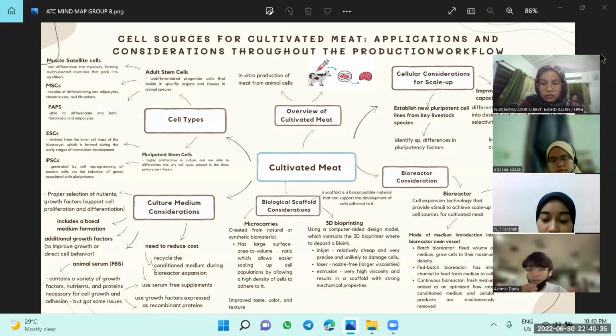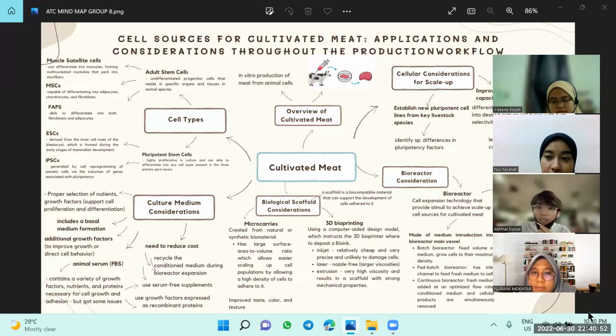Okay, thank you. For my part, I will talk about bioreactor consideration. A bioreactor is a cell expansion technology that provides stimuli to achieve scale up of cell sources for cultivated meat. The mode of medium introduction into the main vessel of the bioreactor and the mechanism to achieve mixing of contents are important aspects to consider for the types of bioreactor.